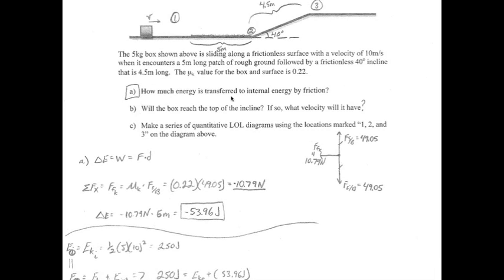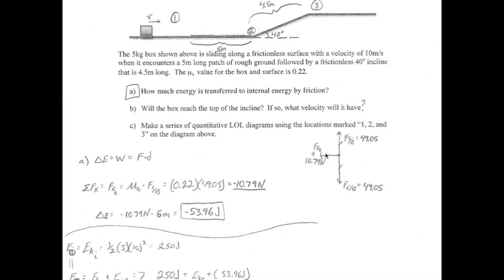Part A says how much energy is transferred to internal energy by friction. And so we know that change in energy is equal to work, and the work equation is force times distance. I left off the times cosine theta, which was an oversight on my part, but as we can see here, the force of friction will be directed to the left, and the velocity of the box is actually going to the right. And so since those are opposing each other, we're going to wind up with a negative value here for the work done by friction, or the energy transferred by friction.